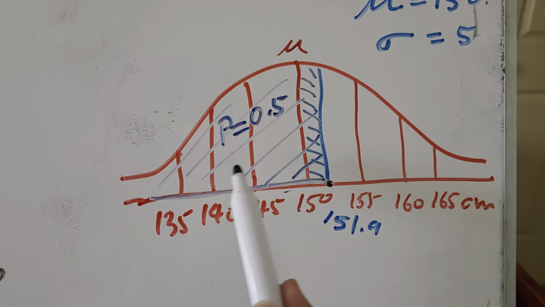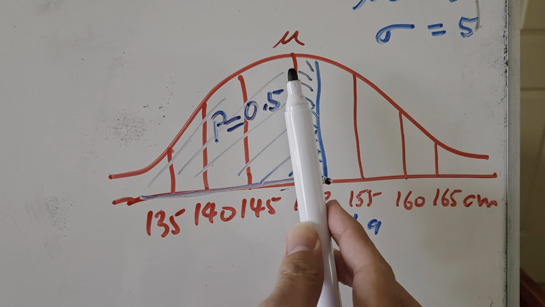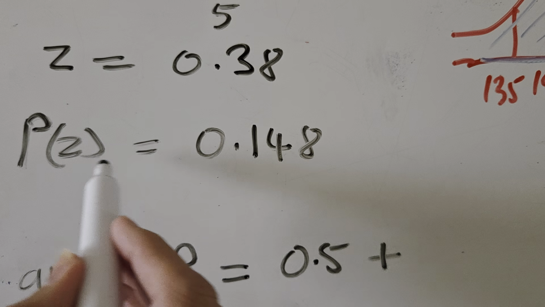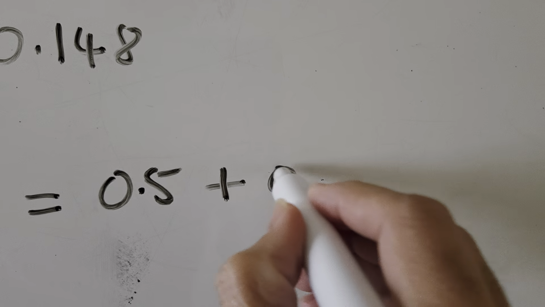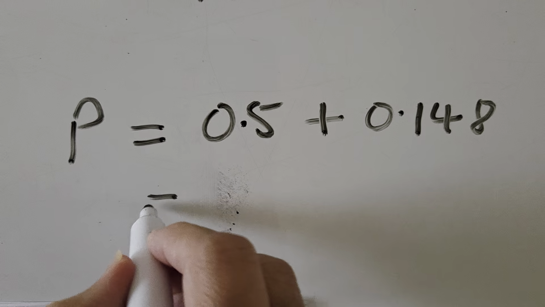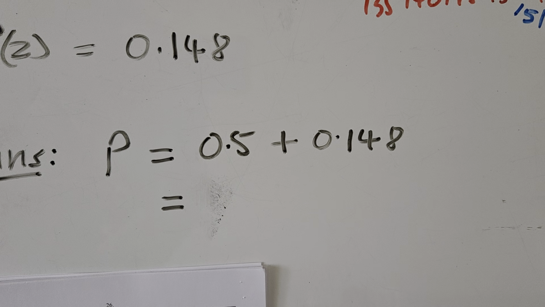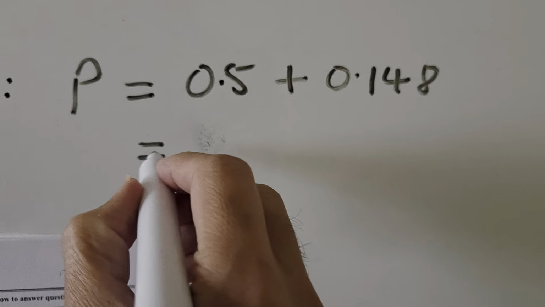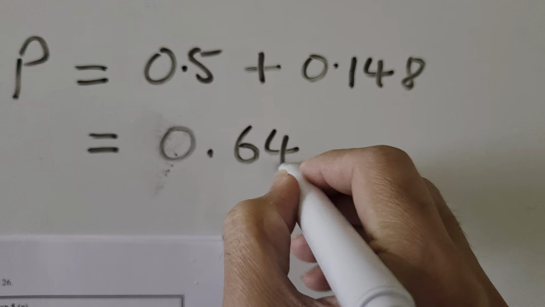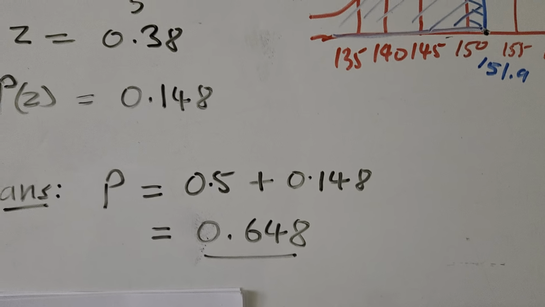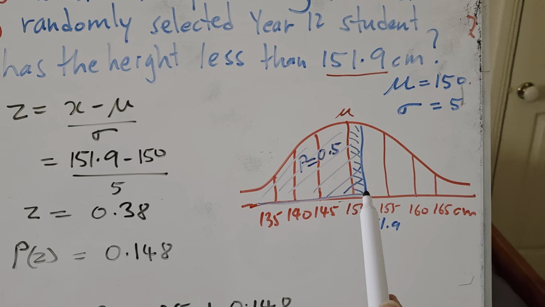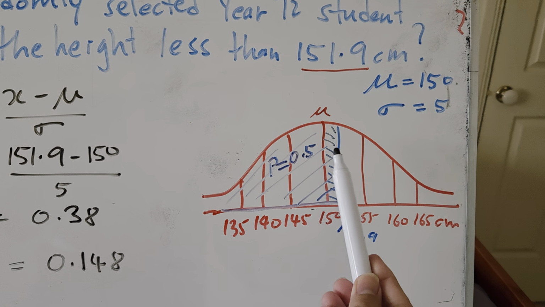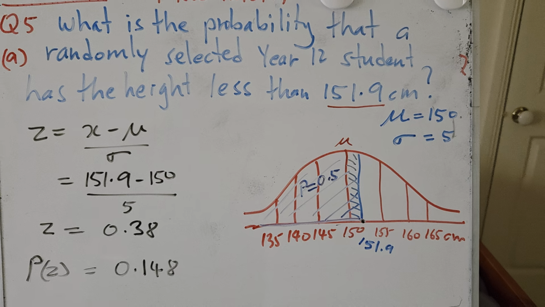That is the left hand side of the normal distribution curve. All the students falling below the mean, 50% of the students, so 0.5, plus the answer we found over here, the probability of z, 0.148. And remember, the question had said give your answer to 3 decimal places. So the final answer over here will be 0.648. That is the probability that a randomly chosen student will have their height less than 151.9 centimeters. So they will fall from that line towards the left of the normal distribution curve.